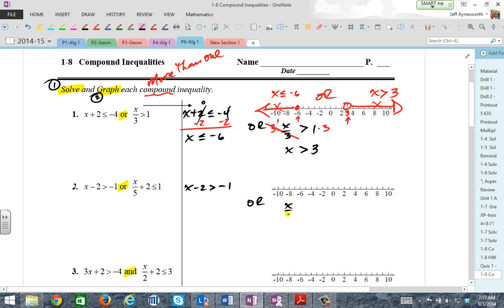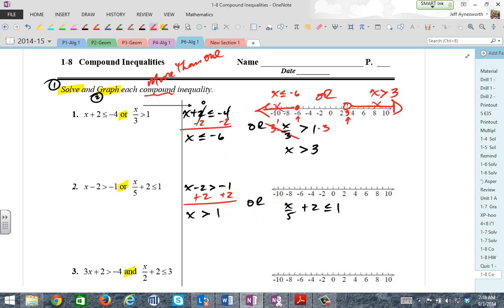X divided by 5 plus 2 less than or equal to 1. Let's work on them. All right, the inverse of -2 is a +2. So you're going to see this in red. I always do my action in red. And I get x greater than 1. Okay. So this is an open circle at 1. There's my reference point right there. I'm going to go open at 1 and to the right, because numbers like 2 on are greater than 1.